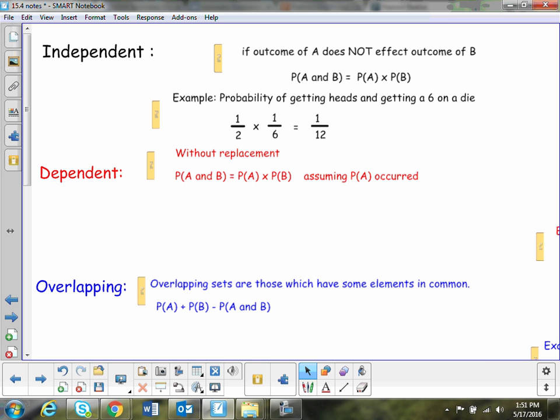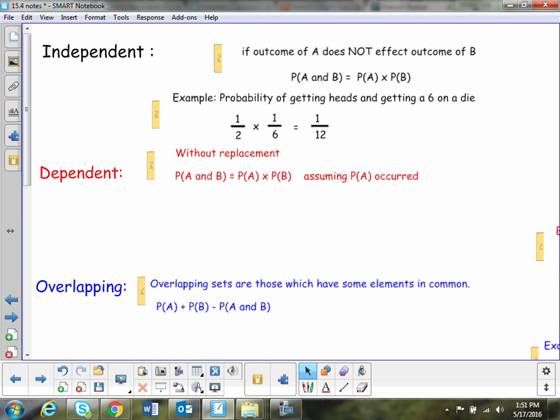The probability of getting heads and getting a 6 on a die. Like a little dice, or you say die for singular, right? Flipping a coin is not going to affect what I roll on the die, right? So that's what it means: A does not affect B. So, what is the probability of getting heads and getting a 6? Write that down, guys. Come on.